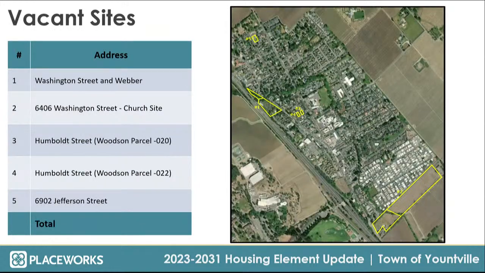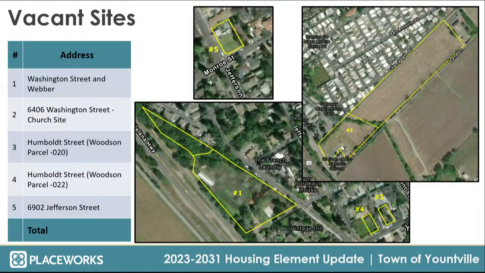Okay, so we have been working with staff since December on vacant land sites. So we do kind of an exhaustive list, and we try to come up with everything that's a possibility. So you'll see the Washington and Weber, Washington Street, the church site, and then the 2 on Humboldt, and then the 1 on Jefferson. So right now, this is what we have for vacant land and how to make that work and build the case for these sites. Next slide.